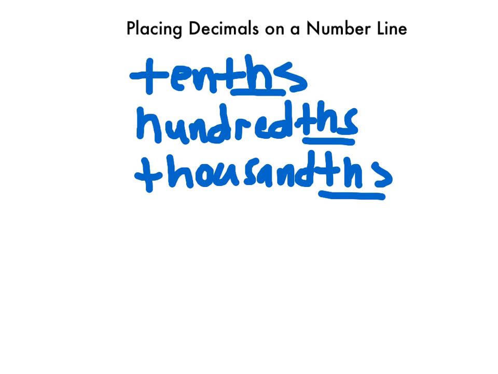Okay. So since we're talking about tenths, hundredths, and thousandths, our fractions would be with a denominator of something. We'll just do something over 10, something over 100, and something over 1,000. That's 1/10, 1/100th, and 1/1000th. Very good.